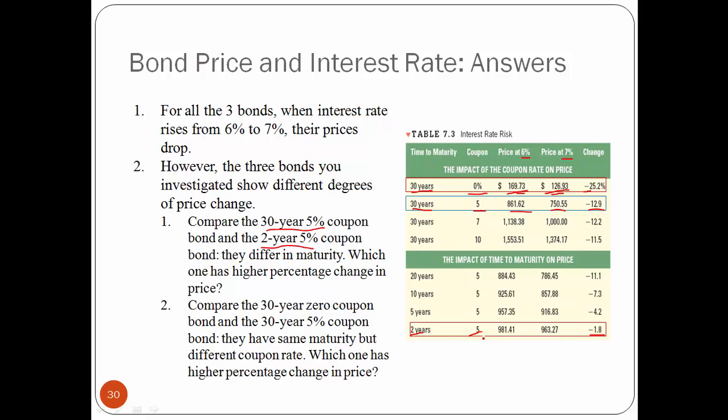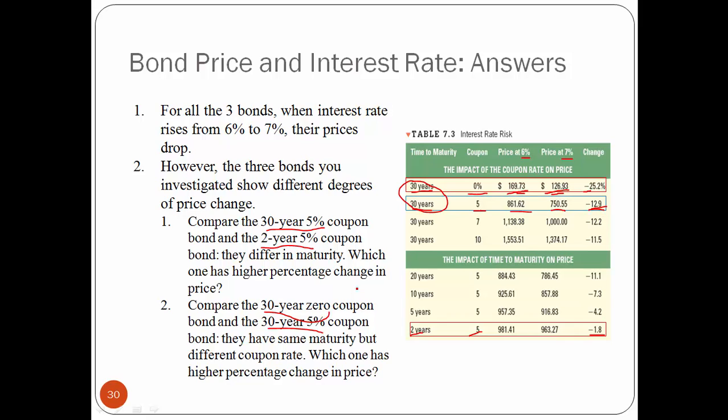Here they both have the same coupon rate. And then when you look at a 30-year zero coupon bond versus a 30-year 5% coupon bond, they are both 30 years, so same maturity but different coupon rates. Now the 30-year zero coupon bond displays a very big percentage change in price, and for the 30-year 5% bond, the change is relatively smaller. So which one has a higher percentage change in price between these two? The one with the zero coupon bond, or say lower coupon bond, right?